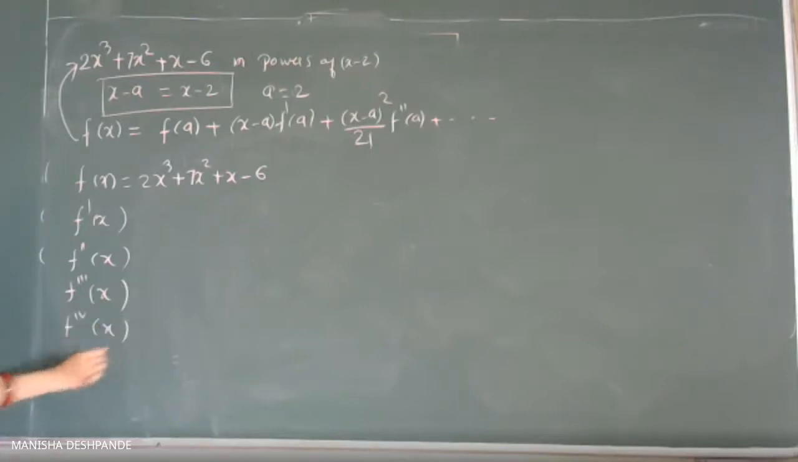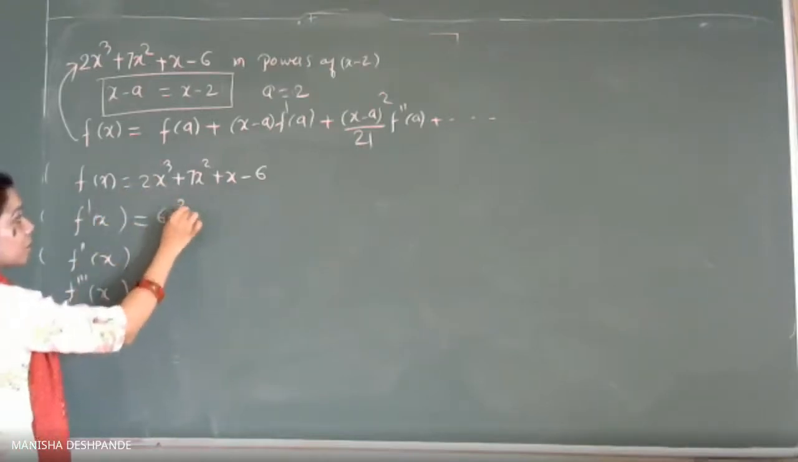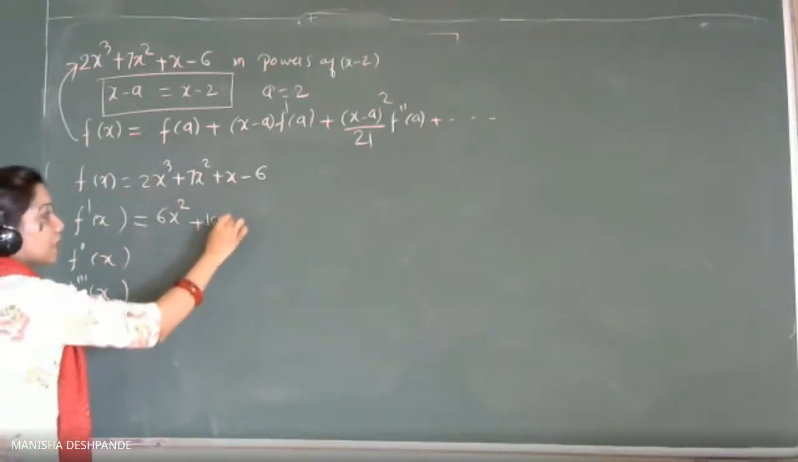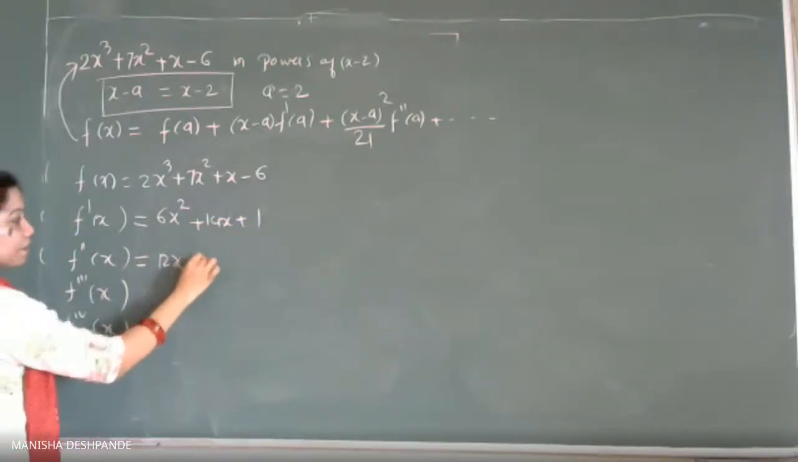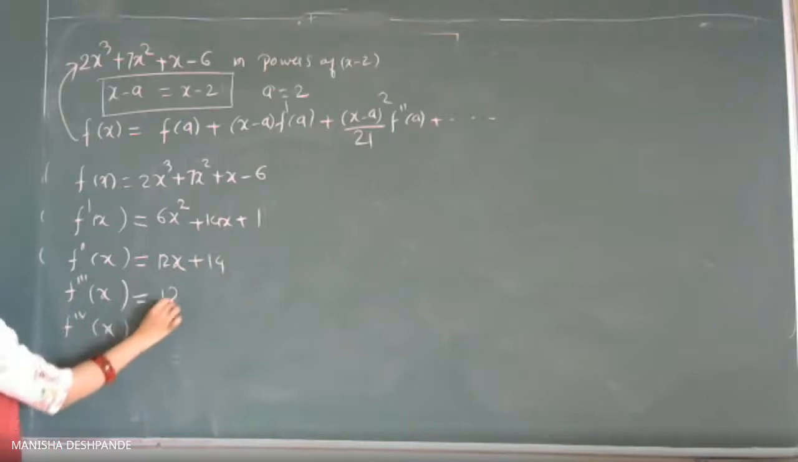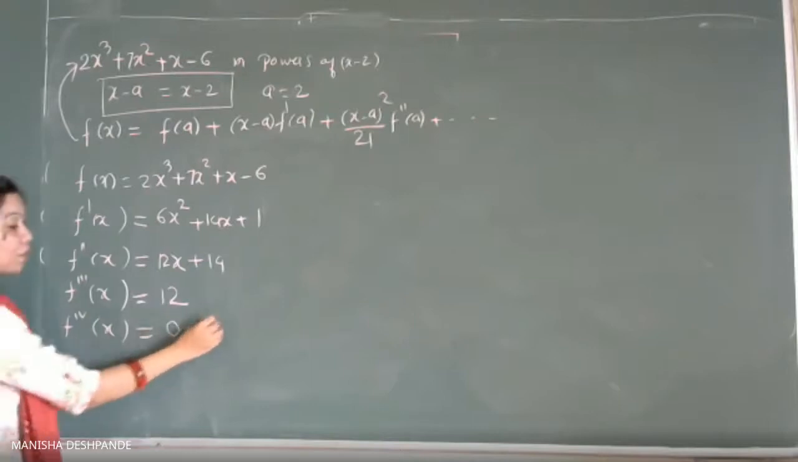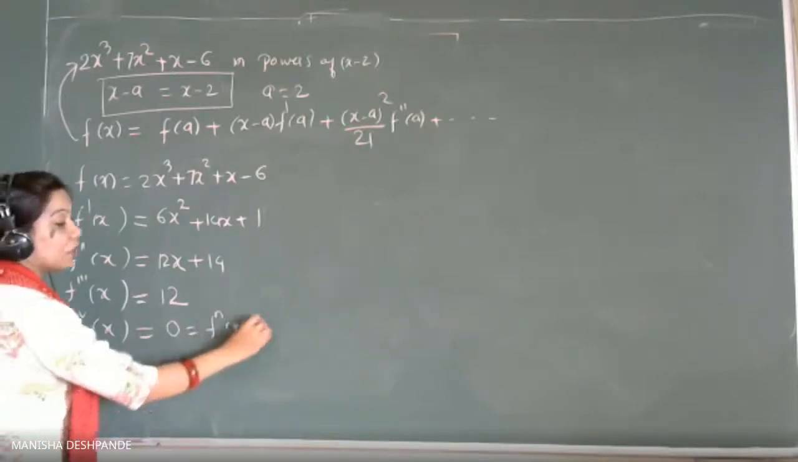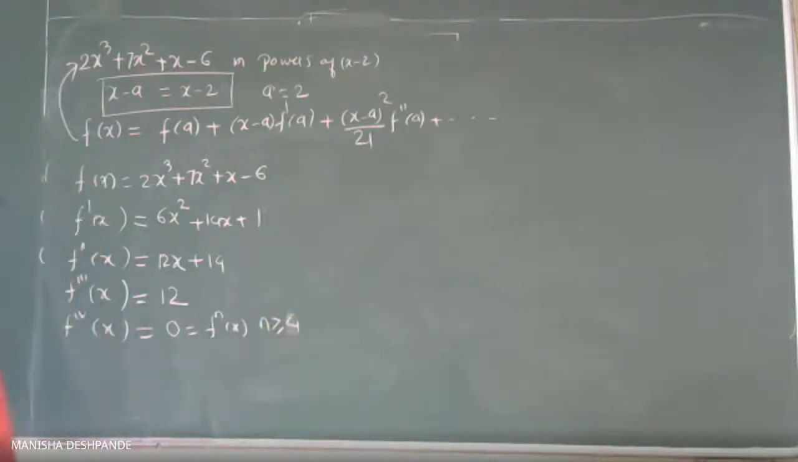So what is f dash? 6x square plus 14x plus 1. f double dash will be 12x plus 14, and f triple dash is 12. The fourth derivative is 0. Is there any need to go ahead? No. This will be 0 for all nth derivatives for n greater than or equal to 4. Clear? So no need to go ahead.